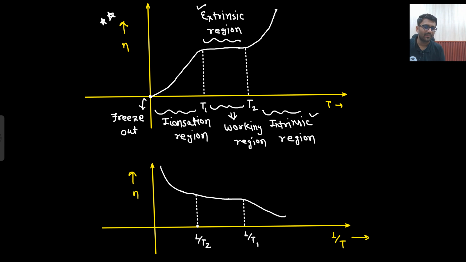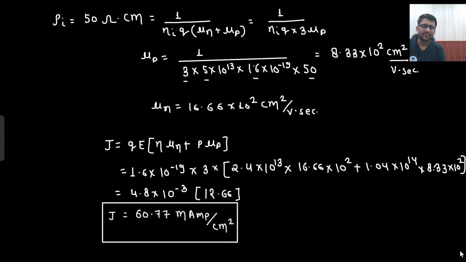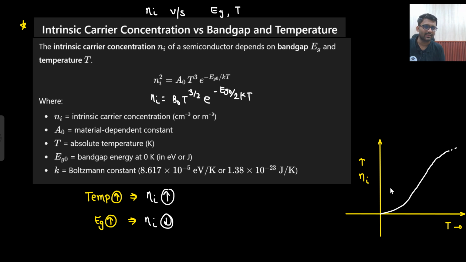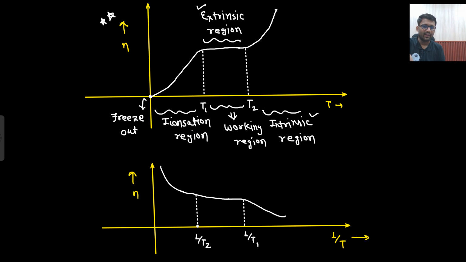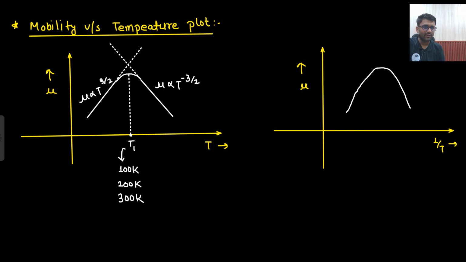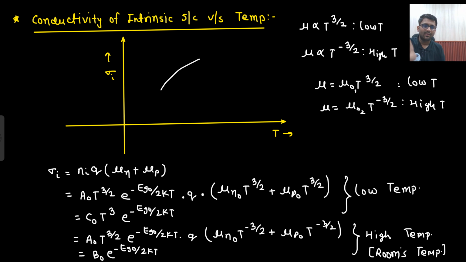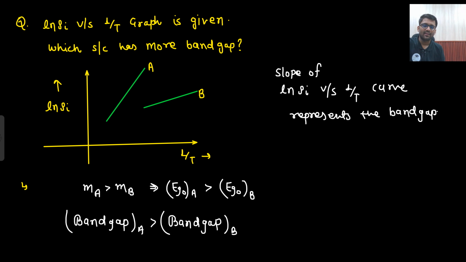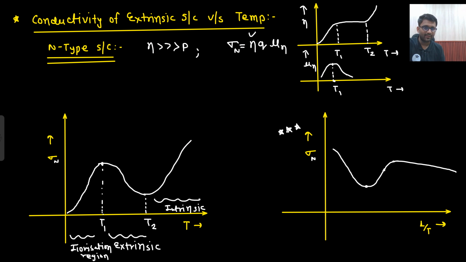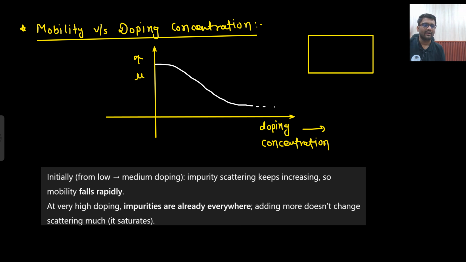Here, this was for n-type and this graph was for intrinsic. So intrinsic, n-type for everyone. For everyone means for n-type and p-type only, because we are looking at doping concentration. That means doping is done only in n-type and p-type. So this is the graph of mobility.